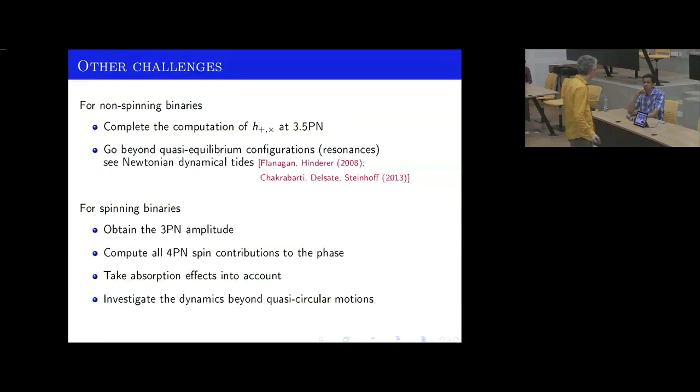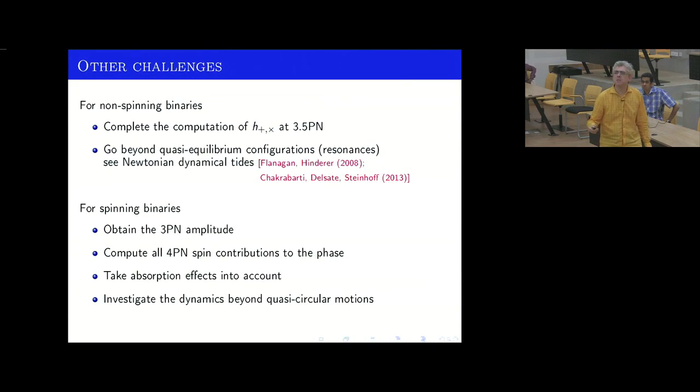And I will end, this is my last slide, by briefly mentioning other challenges. So we would need to complete the computation of H plus and H cross at 3.5 PN, go beyond quasi-circular configurations and beyond Newtonian order, because some work is already done in that direction, but at Newtonian order.